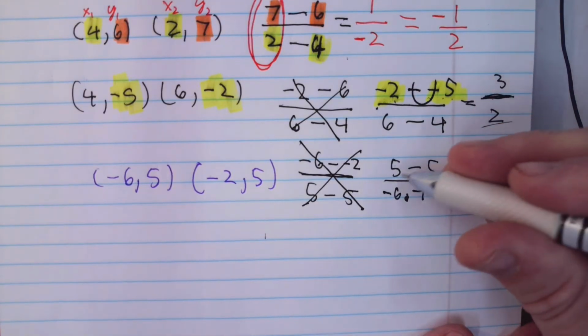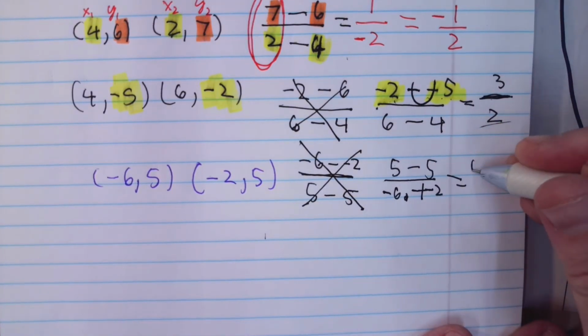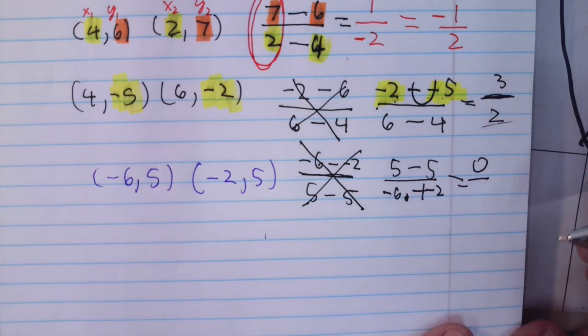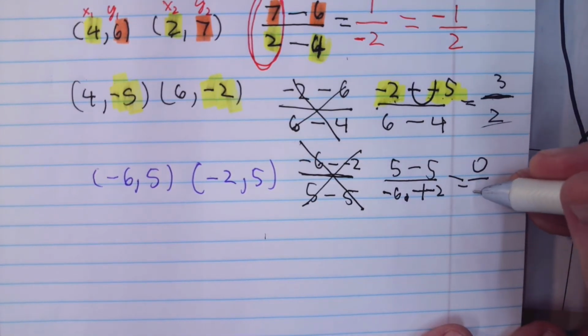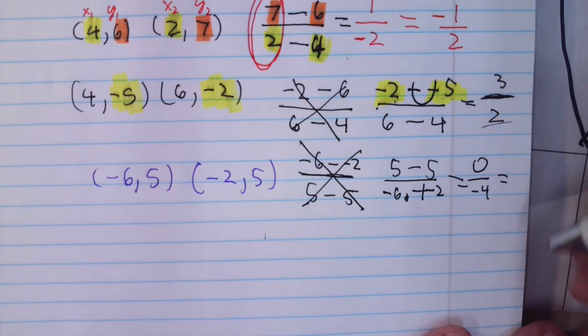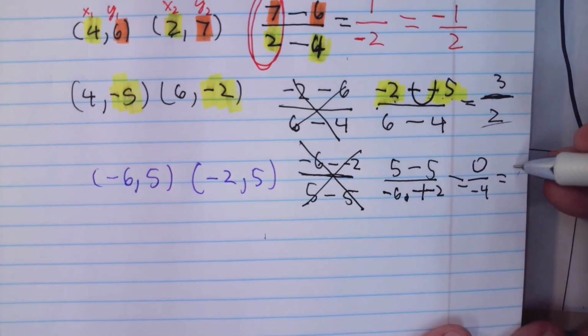Okay, and so what's this going to be? 5 minus 5 is? -6 plus 2 is? -4? What's that going to equal? That's a boring problem.